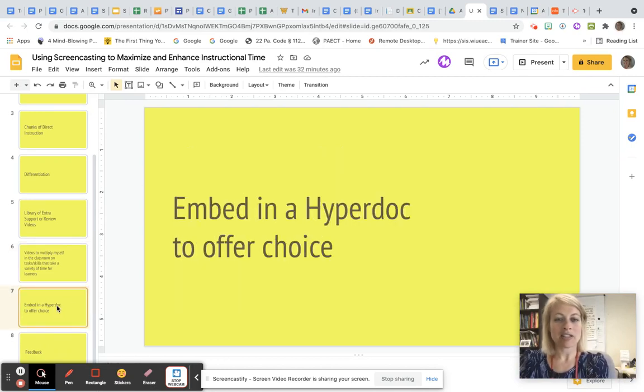I started using HyperDocs in my instruction, and I use HyperDocs to offer students some choice in activities. If you don't know what a HyperDoc is, very basically, you are curating the whole design of a lesson in a Google document. Essentially, it could be a Google Slide or a website. But very basically, you take a Google document and a student could go through the whole lesson in the document.